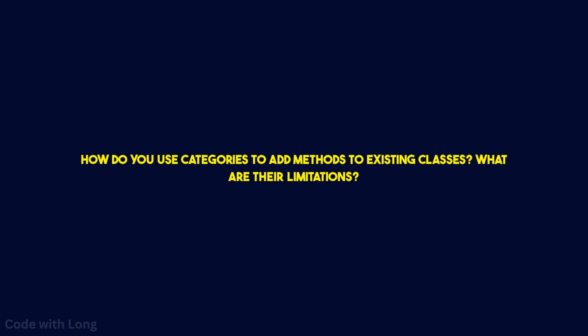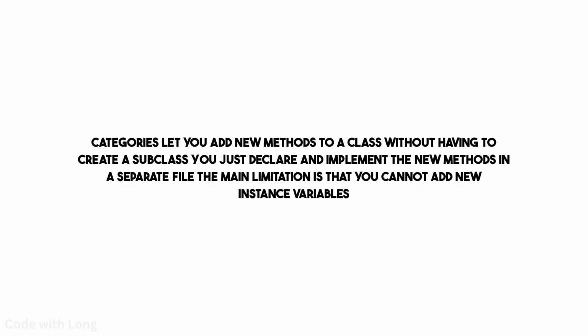How do you use categories to add methods to existing classes? What are their limitations? Categories let you add new methods to a class without having to create a subclass. You just declare and implement the new methods in a separate file. The main limitation is that you cannot add new instance variables.